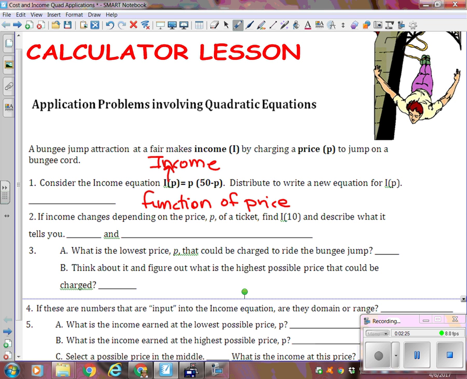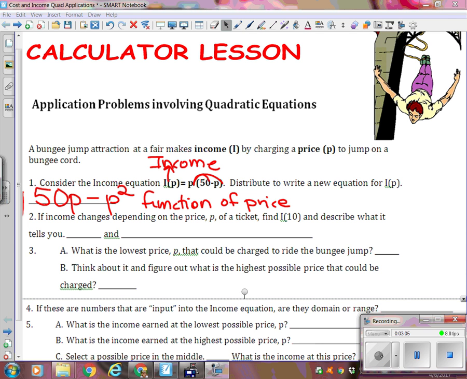All right, first thing it asks me to do says distribute to write a new equation. So they've written the equation out for me. They got a P in front of parentheses. What happens if you distribute? What's P times 50? 50P. So I'm going to write that on my paper. You write it on your paper. 50P. Did you write this on your paper? All right. What's P times negative P? What's P times P? P squared. And it's going to be negative P squared. Number 1 is done.